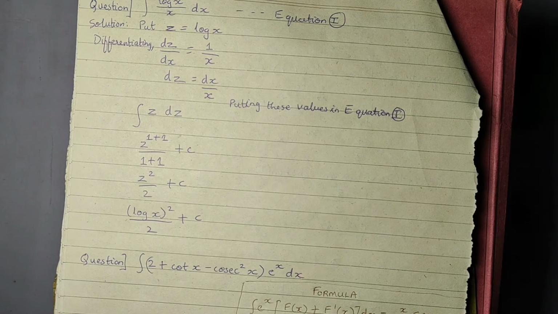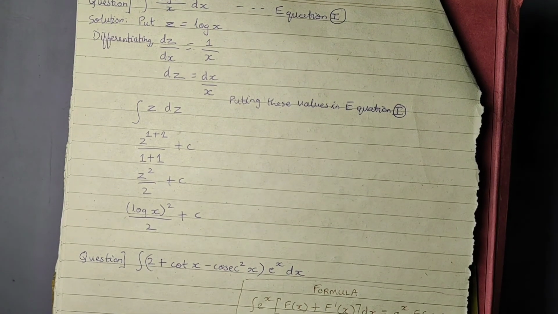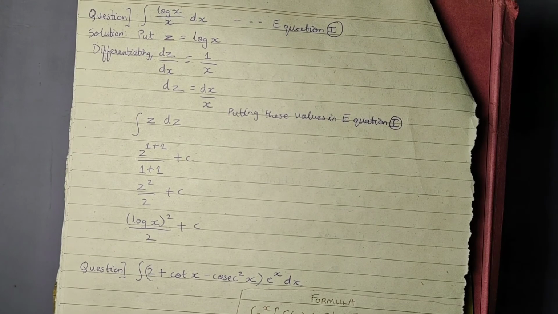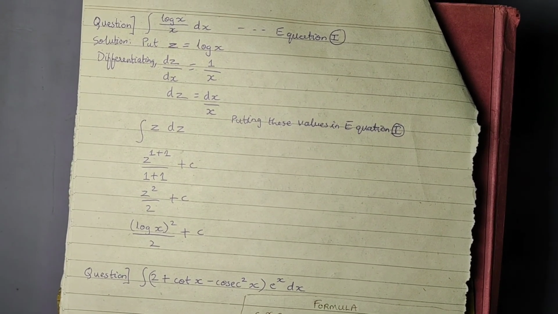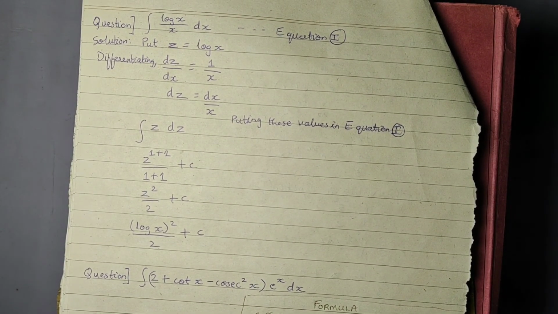Now we will be going to a separate question itself. So this question you can see out here. The question is integration of log x divided by x into dx. So let us take this question itself as equation number 1. So we will be solving this equation how? By substitution. So solution is, we will be putting z as log x.